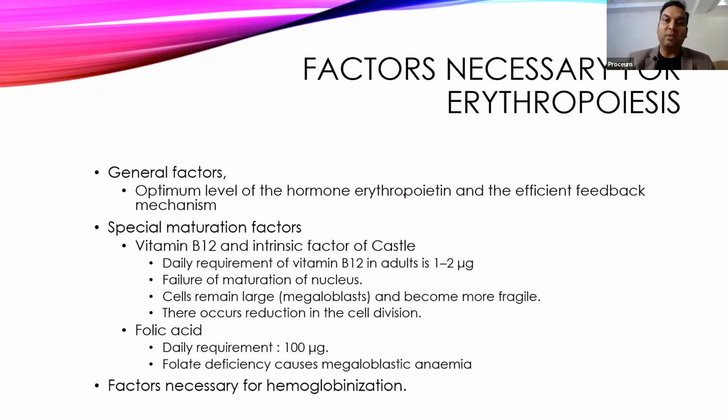And when these factors are deficient, as RBC production is continuously going on, what will happen? The cell gets matured, but the nucleus will not get matured as fast. So the nucleus is lacking maturation as compared to the cell, and that will lead to decreased formation of the hemoglobin or decreased maturation, which will keep the cell at a larger size. That's why it is called a megaloblast. This megaloblast will be released into the blood, and that condition is called megaloblastic anemia. This can be seen in both vitamin B12 and folic acid deficiency.